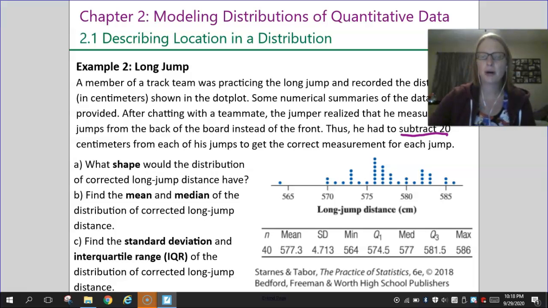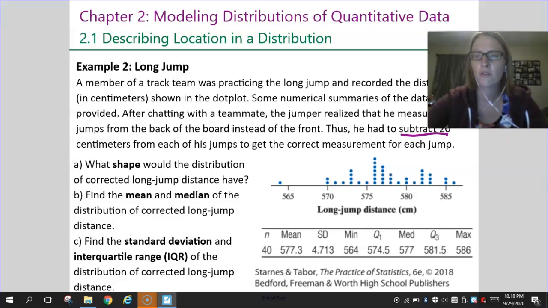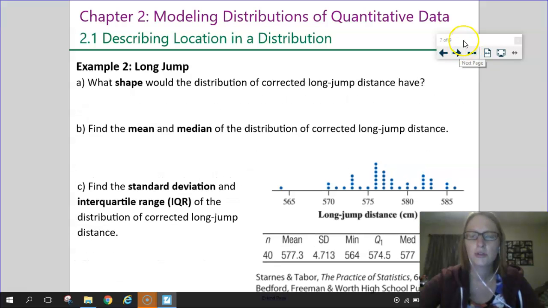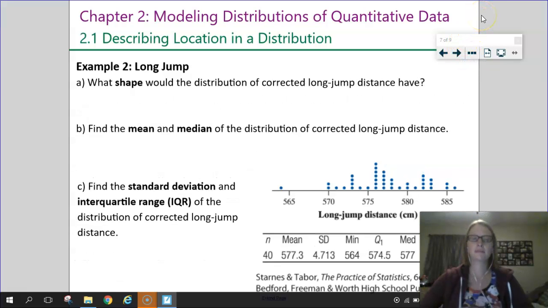You'll probably want to pause the video because you'll need those summary statistics as well as to look at the shape of the graph to come up with answers before moving on to the next slide. Once you're satisfied with your own answers for A, B, and C, you can move on to the next slide where we'll go over them. So let's take a look at what you came up with.